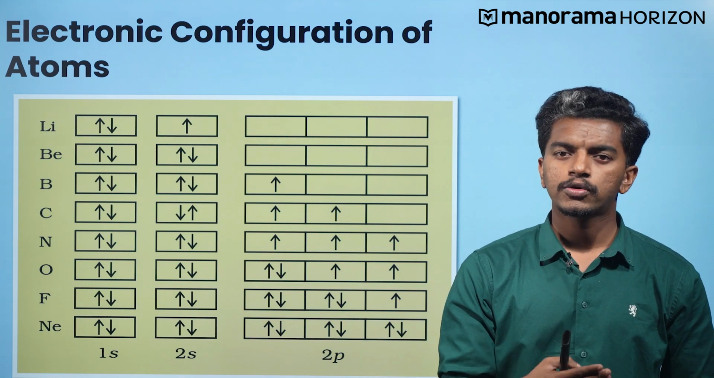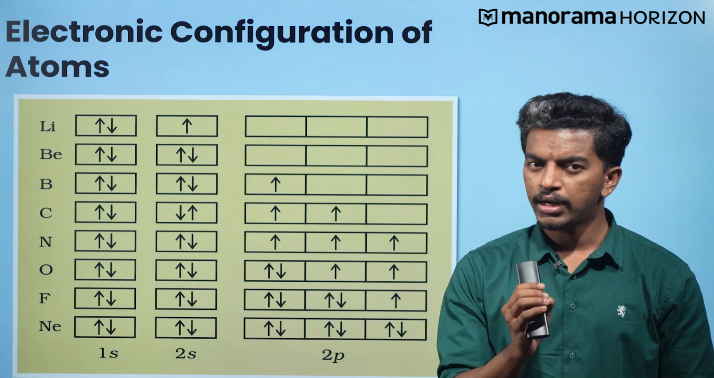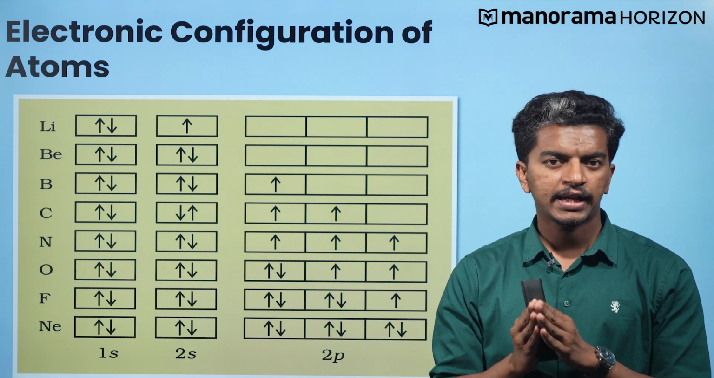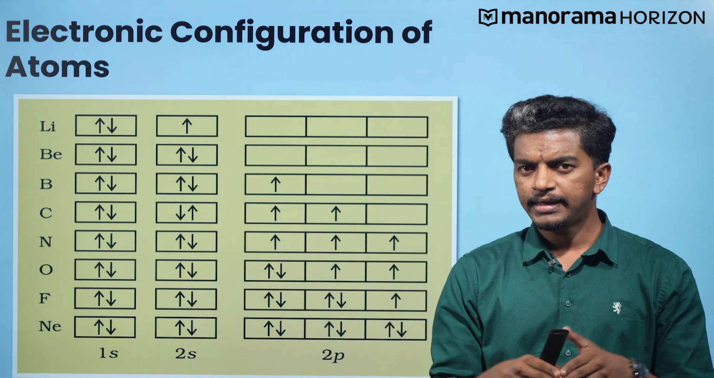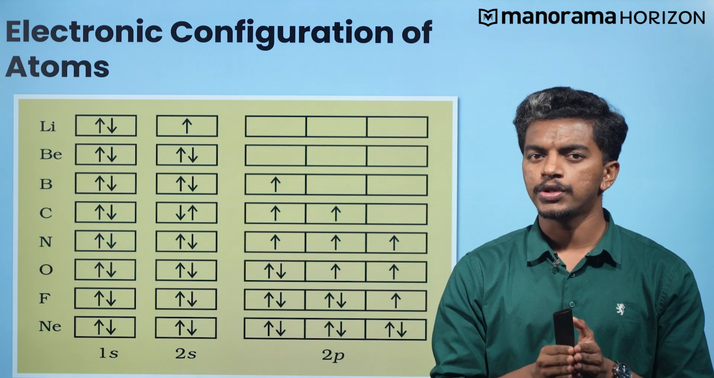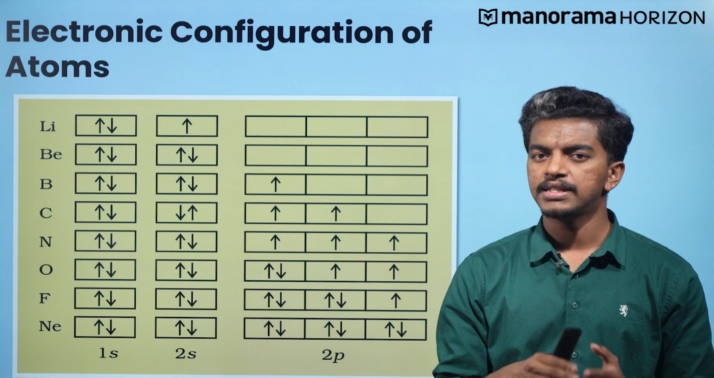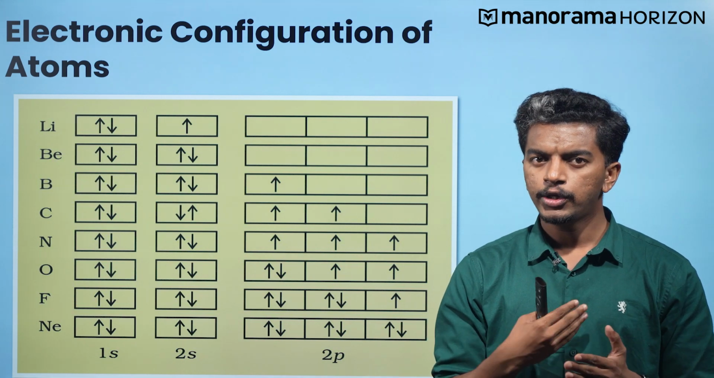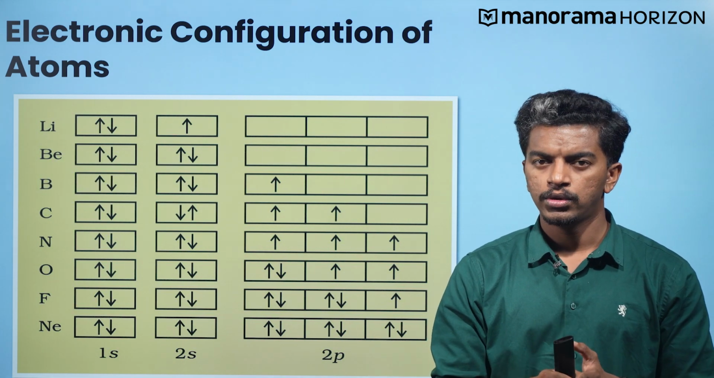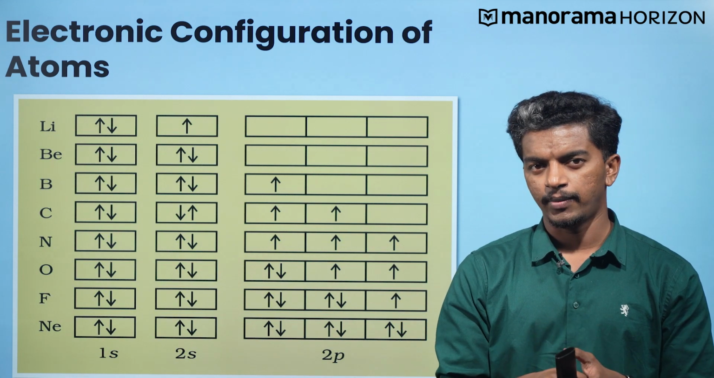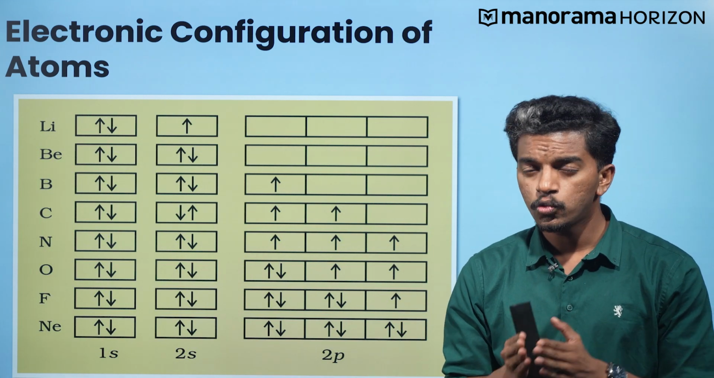Here, the third electron of lithium is not allowed in the 1s orbital because of Pauli's exclusion principle. So, it takes the next available choice, that is the 2s orbital. The electronic configuration is 1s2, 2s1. The 2s orbital can accommodate one more electron. So, the electronic configuration of the next element, beryllium, is 1s2, 2s2.